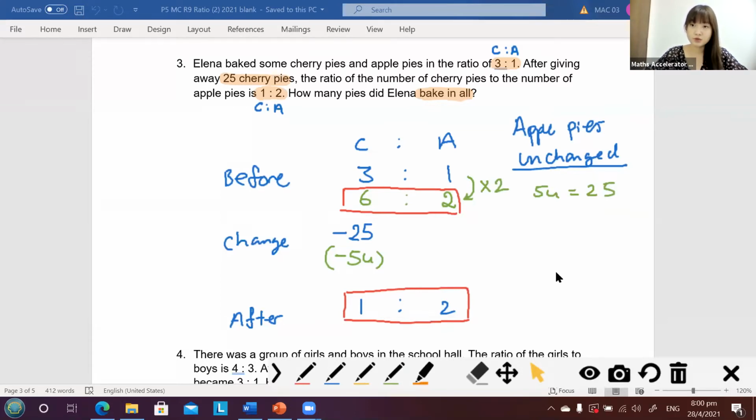Take note of how many units you should be looking for. How many units you're looking for if you want whatever she baked in all. Do you look at the before? Do you look at the after? Okay, you try first.